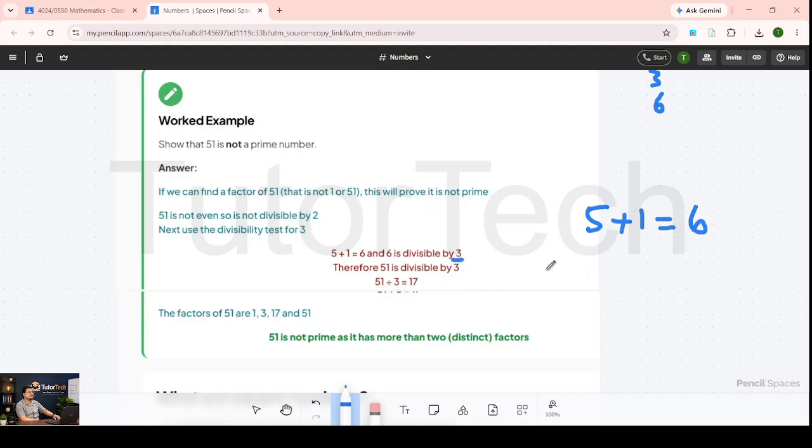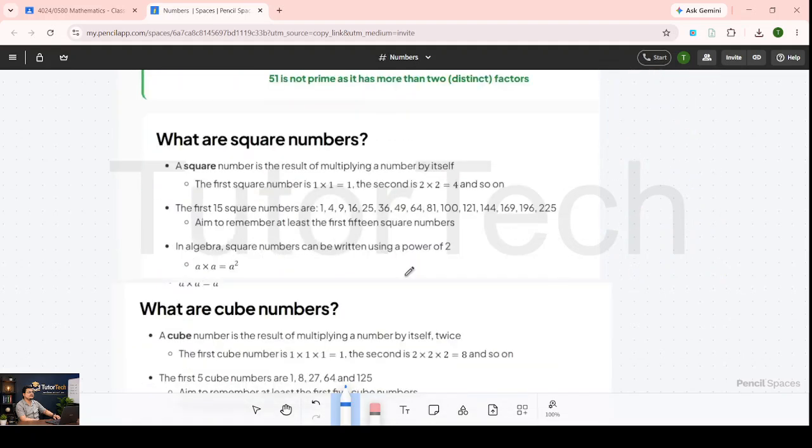Also, 51 is divisible by 3. It means 51 is divisible by 3, so we can find the factors of 51. 51 has the factors 1, 3, 17, and 51. We see 51 has 4 factors here. So 51 is not a prime number because it has more than 2 factors.